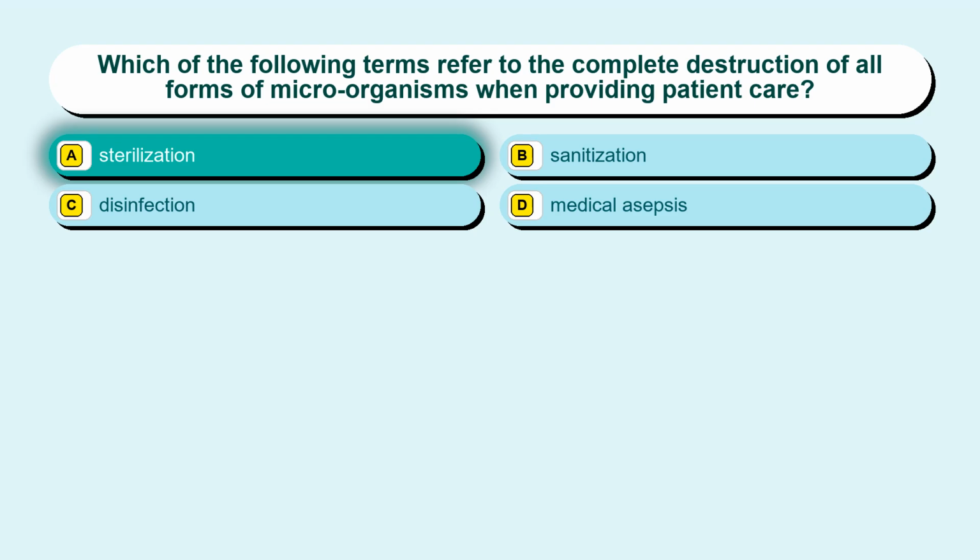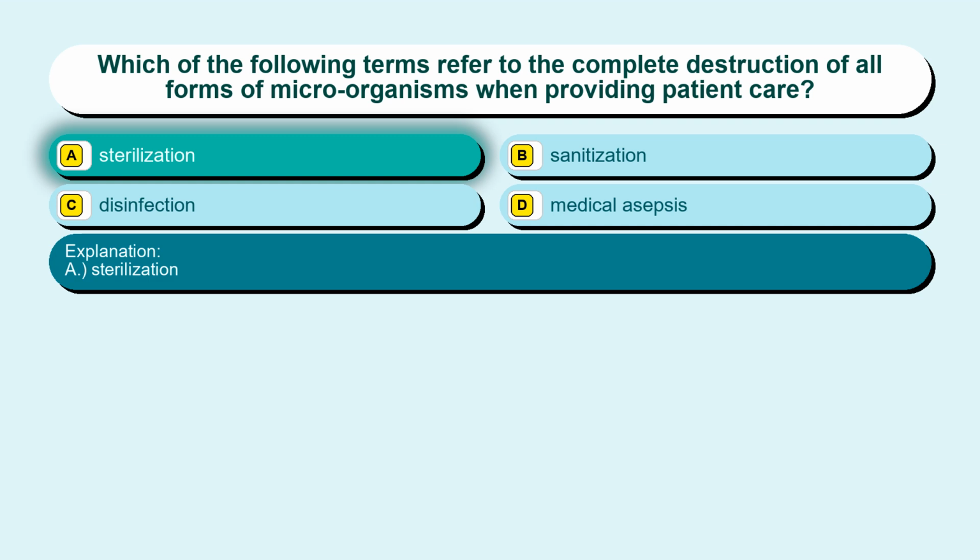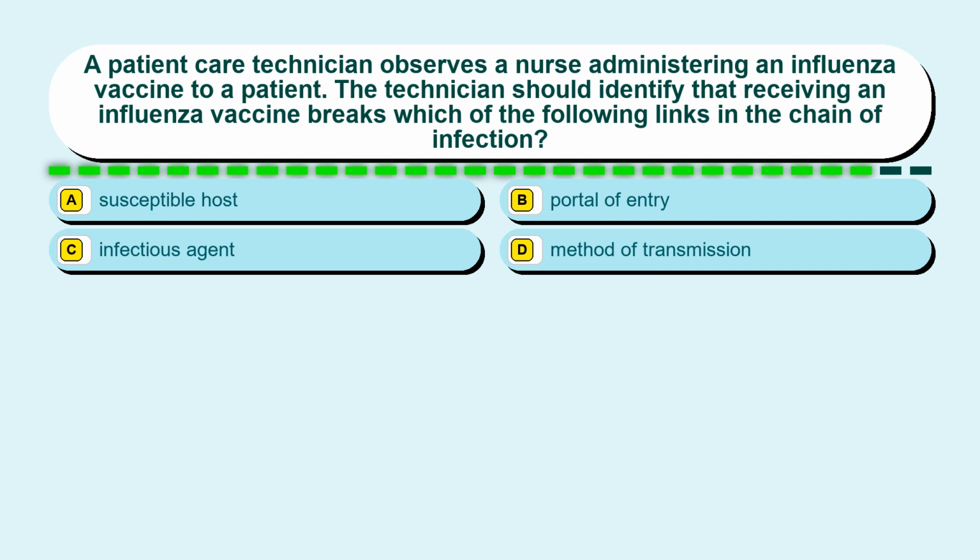The correct answer is option A, sterilization. Question 40. A patient care technician observes a nurse administering an influenza vaccine to a patient. The technician should identify that receiving an influenza vaccine breaks which of the following links in the chain of infection? Option A, susceptible host. Option B, portal of entry. Option C, infectious agent. Option D, method of transmission.